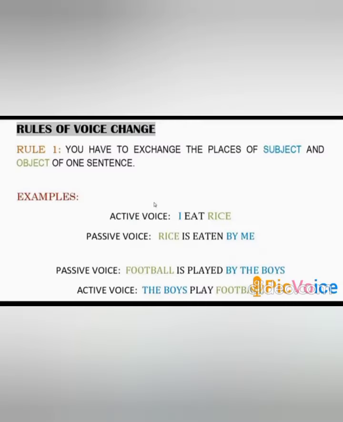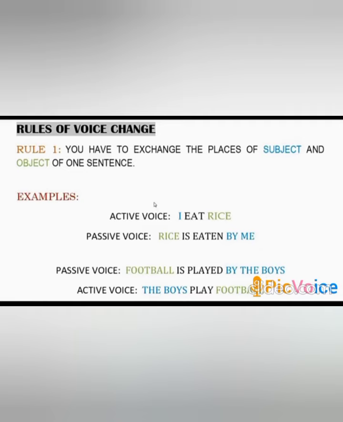I hope you have understood what is active voice and what is passive voice. Now, there are 3 rules to transform a sentence from active voice to passive voice. Let us go through that. Rule 1. You have to exchange the places of subject and object of the sentence.